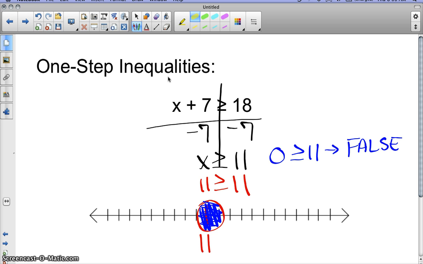Alright, so anyway, we do not want to go towards the false statement, and again, 0 is to the left, so we're going to go towards the right. Because anything to the left is going to be false, so everything to the right is going to be a true statement.